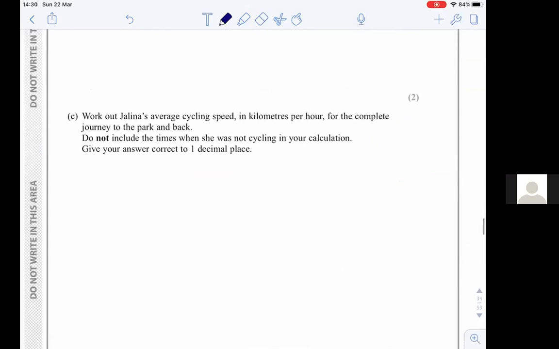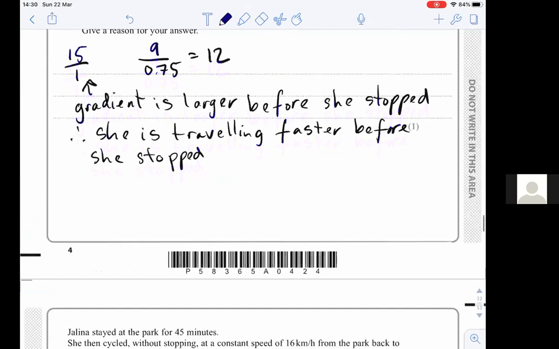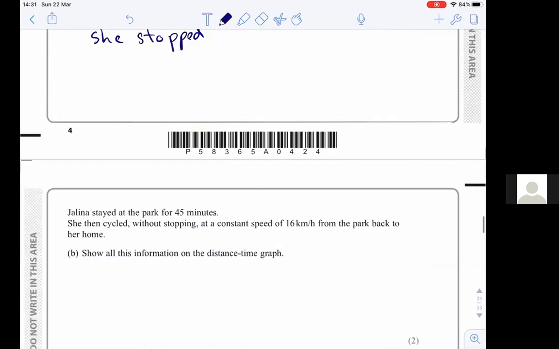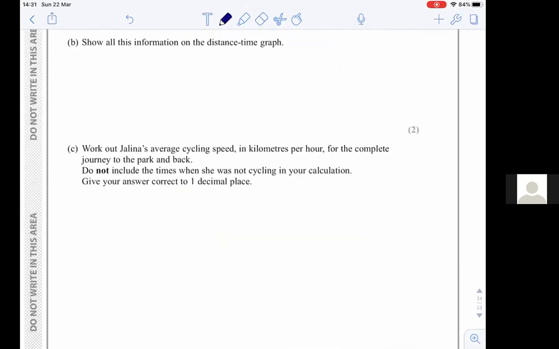Okay. Work out Jelena's average cycling speed in kilometers per hour for the complete journey to the park and back. Do not include the times when she was not cycling in your calculation. So first off, we need to work out how far she's gone. Well, she's travelled 24 kilometers there, and similarly 24 kilometers back. Okay, and we're working out average speed in kilometers per hour.